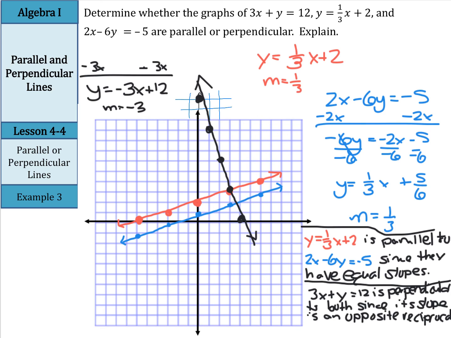So it's one thing to be able to say, all right, look, these slopes are the same, so they're parallel, but also remember that's what it actually means on the graph. Or to say, wow, the slopes are opposite reciprocals, so they must be perpendicular, but that's what it looks like on the graph as well.